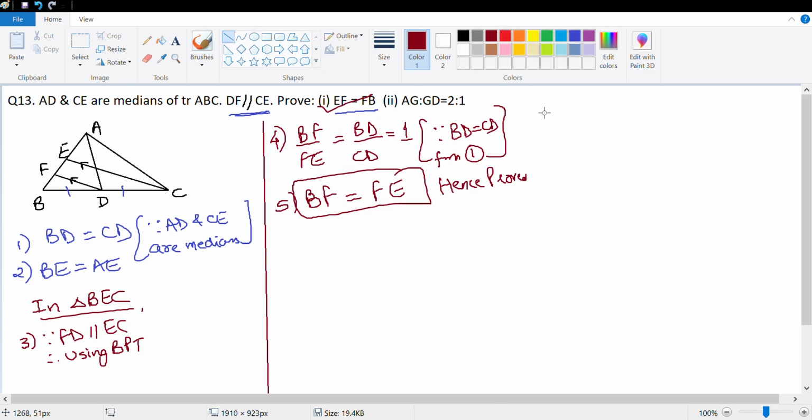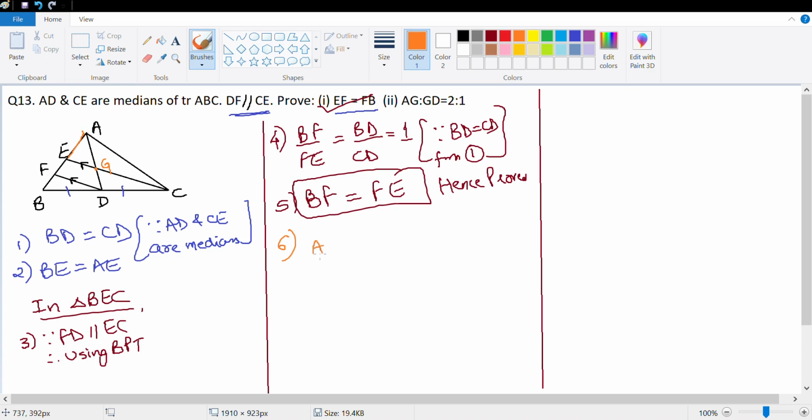Let's look at the second part. The second part says I need to prove AG is to GD is equal to 2 is to 1. Okay, so let's look at this. AG, where is G? Why haven't I marked G? Oh, this point is G, which I haven't marked in the diagram. AG is to GD is 2 is to 1. Let's see if I can get something. But before that, let's see if I can get a ratio of AE and FE and BF.